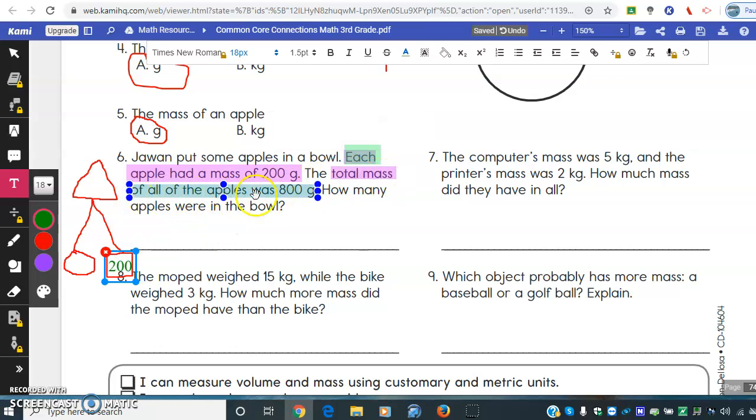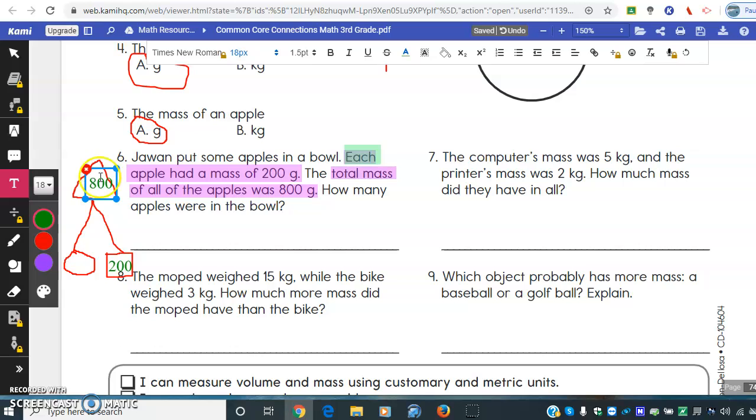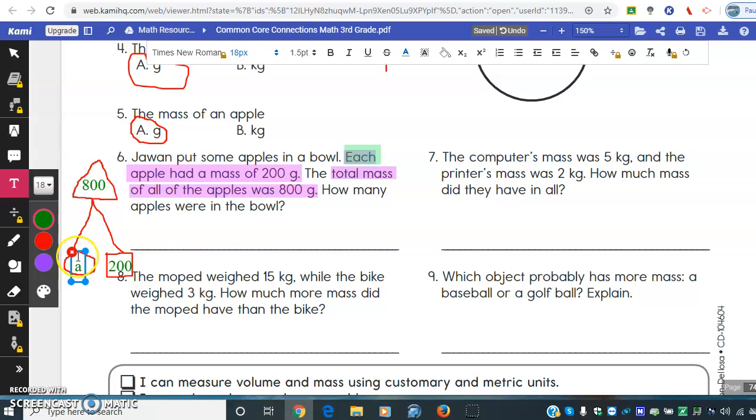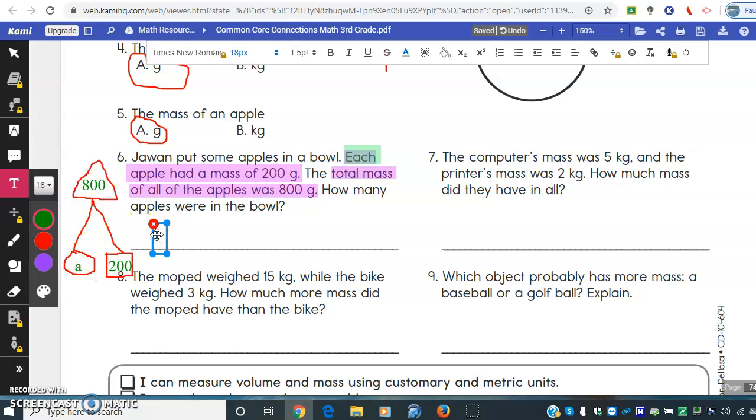The total mass of all the apples was 800 grams. And totals go in the triangle at the top. All I need to do is to find out how many apples were in the bowl. And since I don't know how many apples there were, I'm going to put an A there. That's my variable. Now, if I know the total and I'm missing a factor, do I multiply or do I divide? You divide. You know the big number. You're trying to find out one of the smaller numbers. So we're going to do 800 divided by 200 equals blank. And this is all in grams, so we're going to say grams. And I'll come back in and draw my division sign.